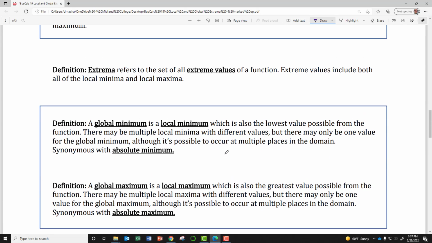A few more definitions. I know there's a bunch of new vocabulary words here, but the word extrema refers to the set of all extreme values of a function, which might sound redundant, but extreme values include all of the local minima and local maxima. So it's kind of an umbrella term, right? So like this is extrema, and extrema is divided into both local mins and local maxes. Extrema is just, like I said, an umbrella term that describes both minimums and maximums.